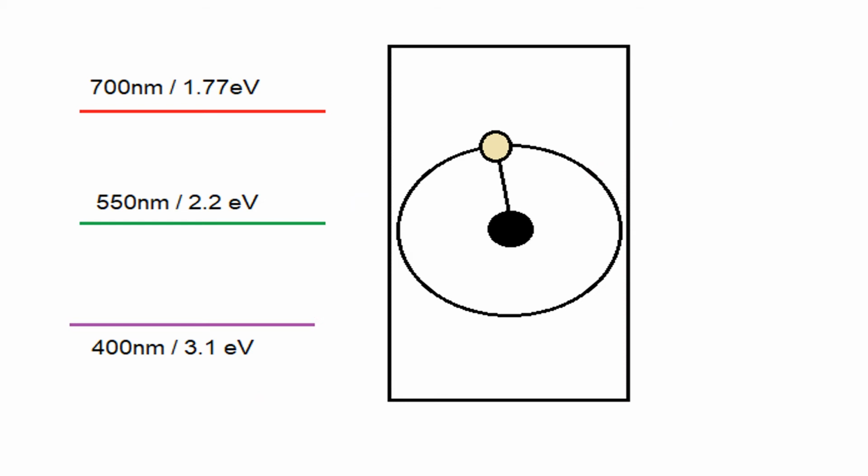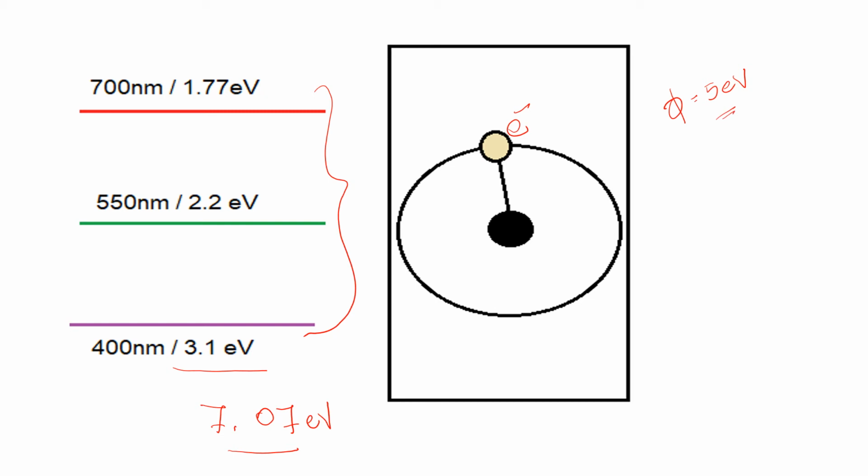The problem that we face here is that the three incident light beams together have an energy equivalent to 7.07 electron volt, and they are falling on a metal surface whose work function is equal to 5 electron volt. Now when they fall together on this metal surface, why are they not able to knock out this electron, even though their energy is greater than the work function? This is something that classical mechanics was unable to explain.